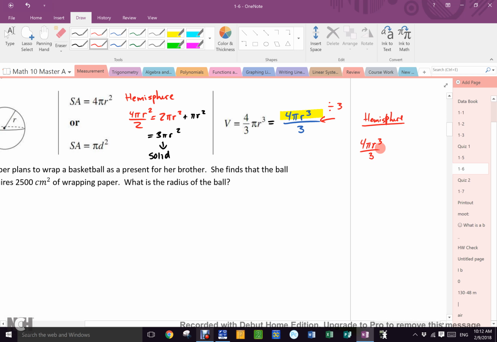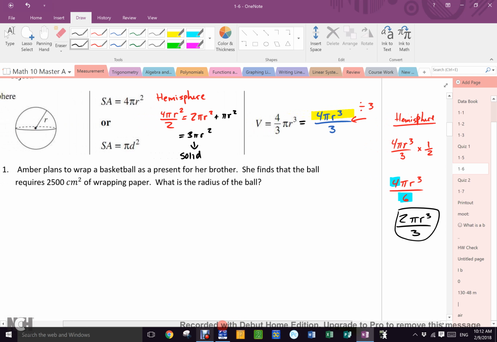Now, Aiden, if I want to divide that by 2, that's the same as multiplying by a half, isn't it? So I get 4 pi r cubed over 6, right? What can I do with the 4 and the 6 there? You could divide the 4 by the 6 and then times the remainder by 2 pi r cubed over 3. It is that easy. Okay? Everybody cool?